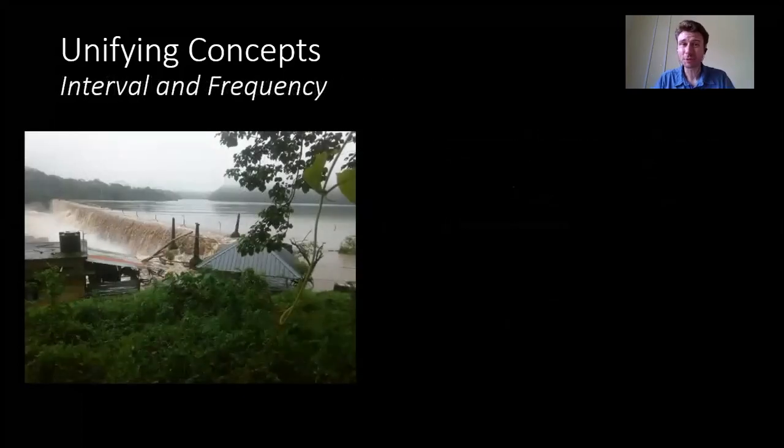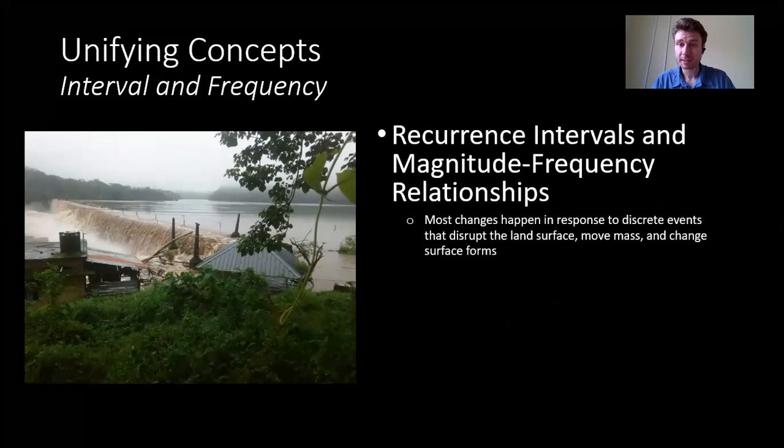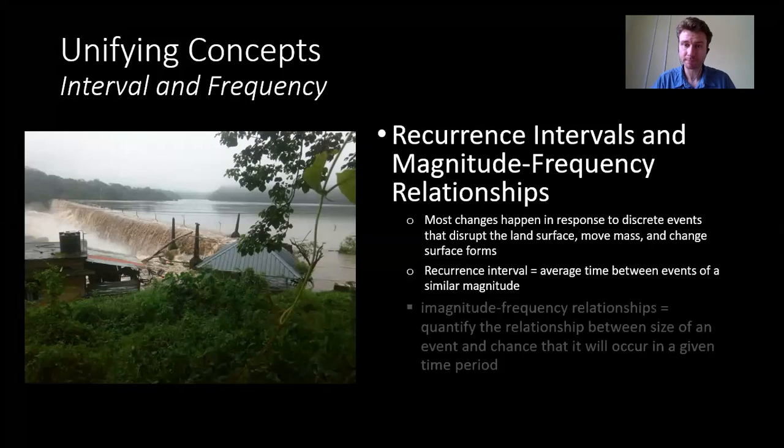We can talk about interval and frequency, right? Recurrence intervals, magnitude frequency relationships. Most changes happen in response to discrete events that disrupt the land surface, move mass, and change our surface forms. And we can think about things like recurrence interval, the average time between events of a singular magnitude, whether it be a flood or an earthquake, things that shape our physical process and shape how we as humans interact with that physical landscape.